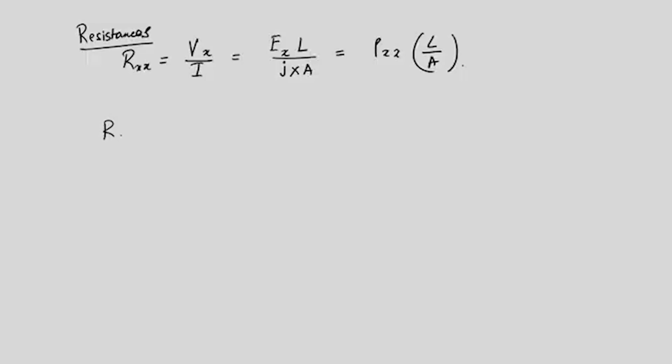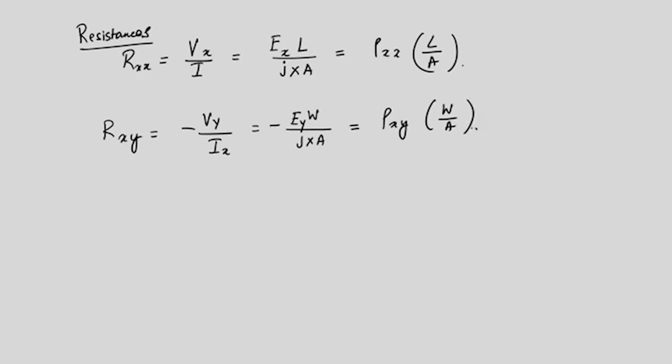And similarly, Rxy is minus Vy by Ix, which is equal to minus Ey W, that is the V, divided by J into A. Okay. So, this is equal to rho xy into W by A. Okay. So, you see that in a 3D sample, to connect the resistivity and the resistance, you need these geometrical factors L by A and W by A.